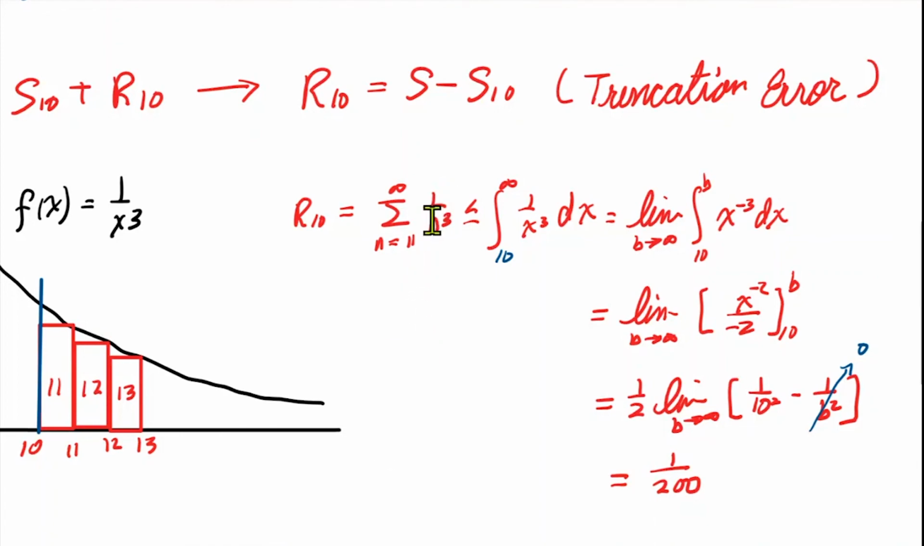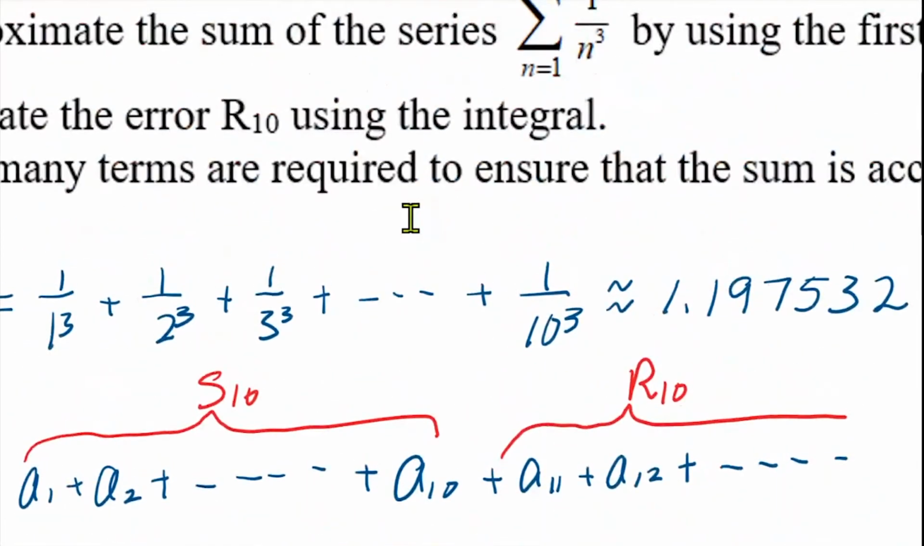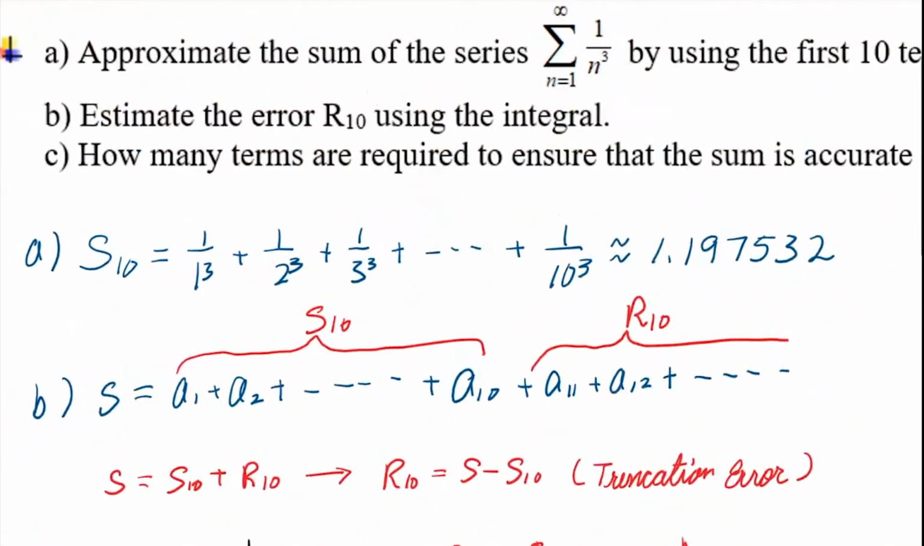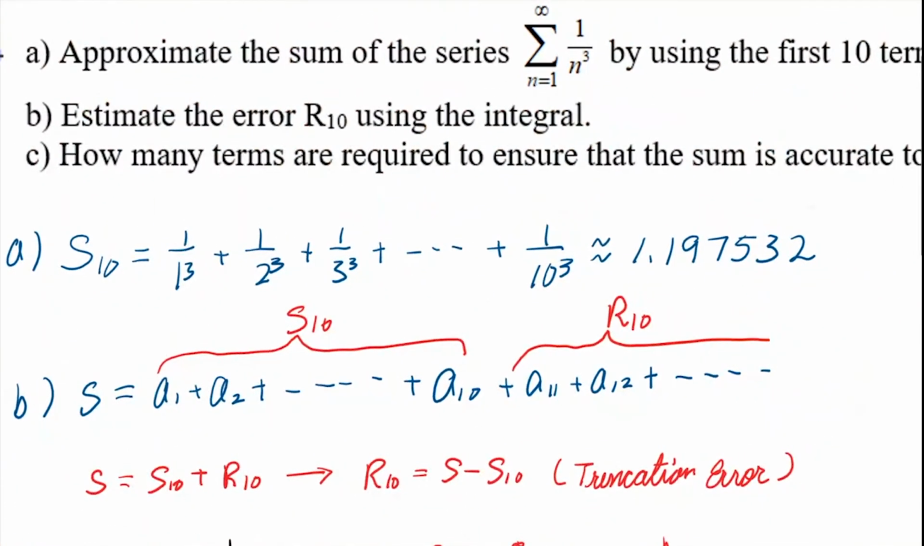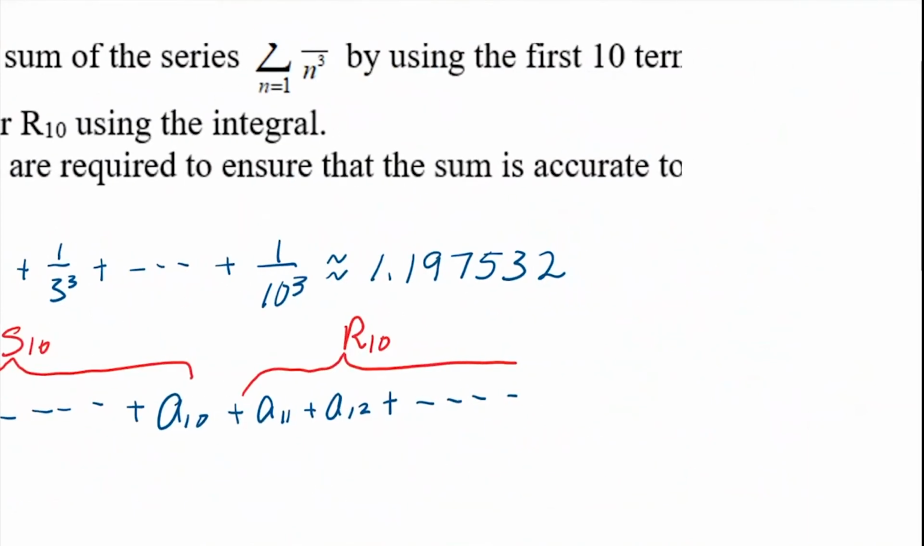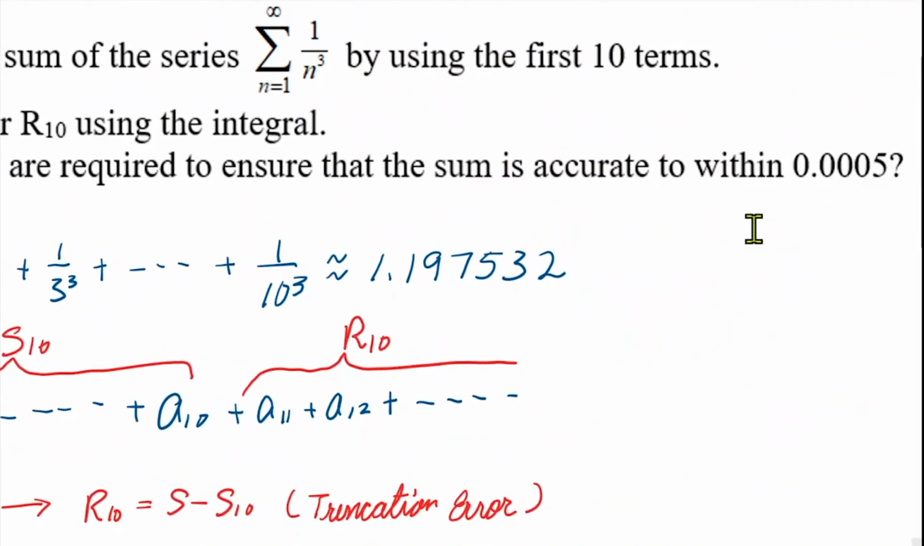Okay, then the last prompt. Last prompt is this. How many terms are required to make sure your sum is accurate to within the given tolerance? Right, this is 1/2000, is it? God, I should be good at this. I'm a math teacher. I cannot do this thing, converting this to, I think it's 1/2000, right? Yeah. How the hell am I going to do this now?